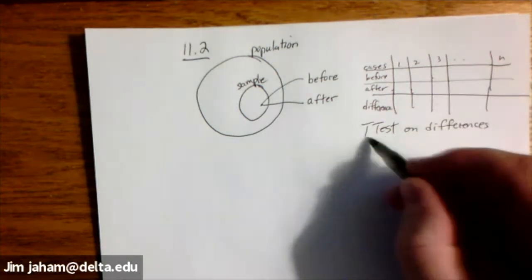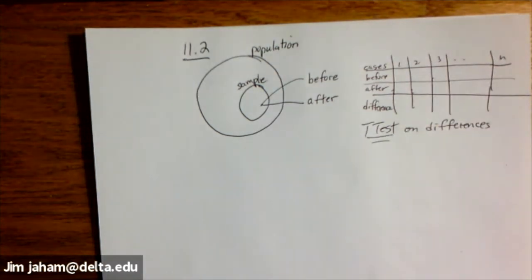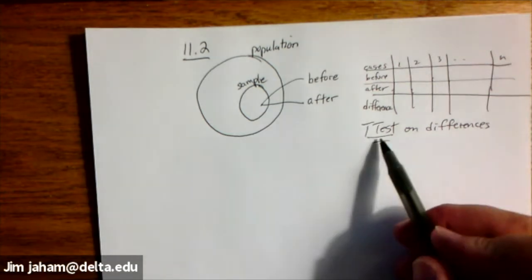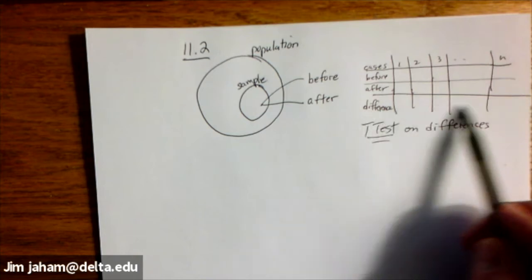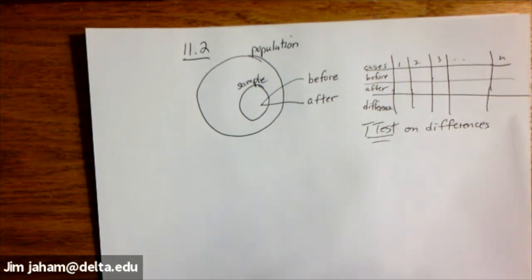Remember, a t-test is what we use on claims that are made about a single mean. We will have a single mean if we consider only the differences here. So it's going to be something like this.